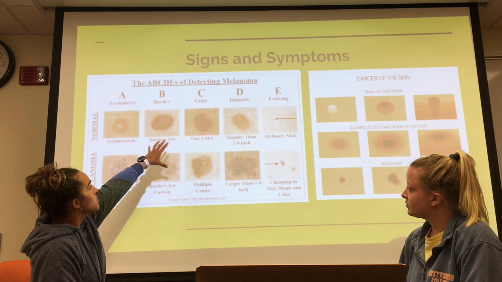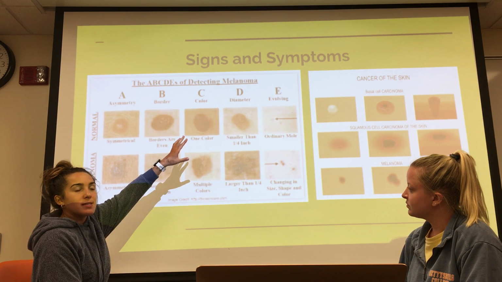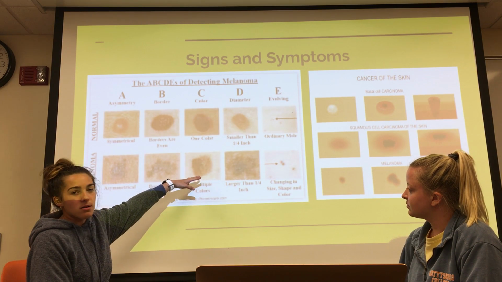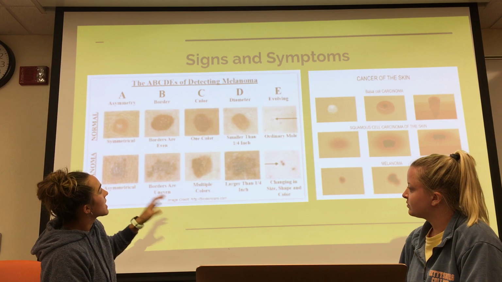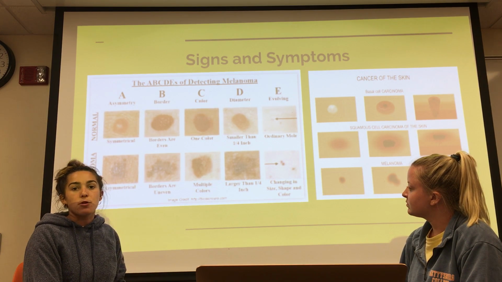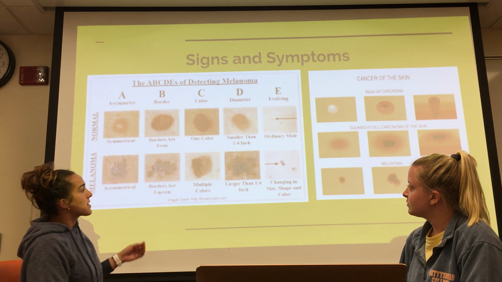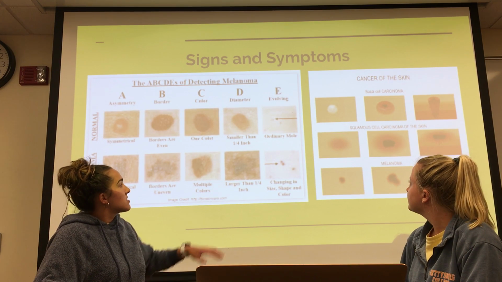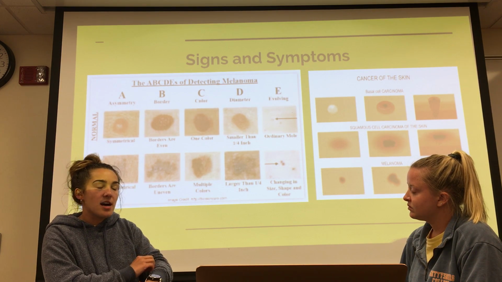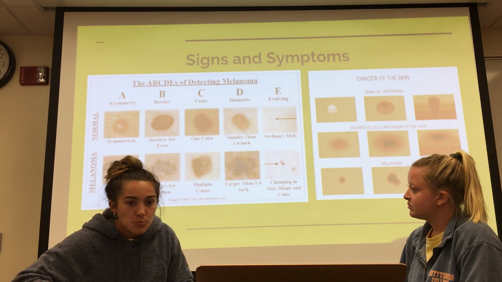Color, the color should be like a normal mole color. If you've ever had a mole, it's a purply light pink color. But this one is multiple colors, it isn't unified. Diameter, if it's not cancerous, it should be smaller than 1/4 of an inch, but if it is, it might be greater. And then evolving, if you have a mole or something that's changing shape and changing size, that's something to look into.